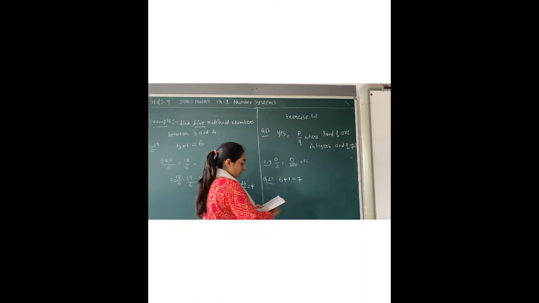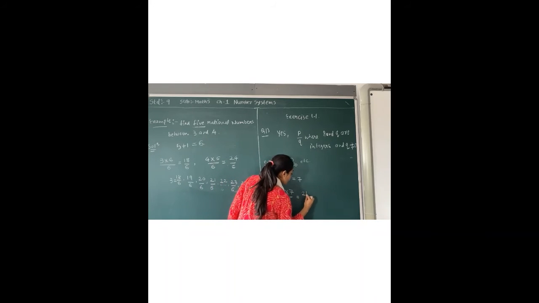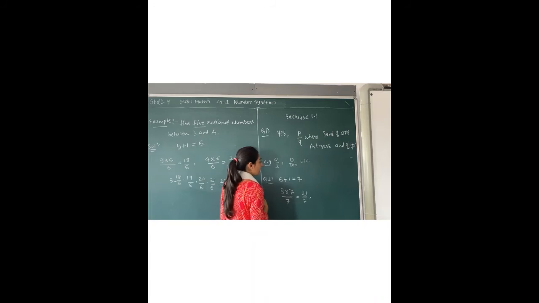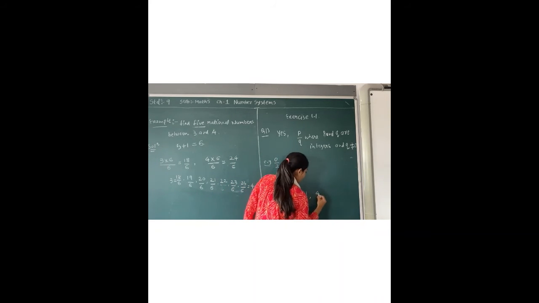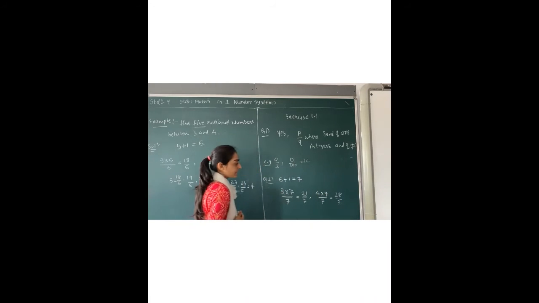The second step is I am multiplying and dividing these numbers by 7. We have to find 6 rational numbers between 3 and 4. So I am simply multiplying 3 by 7 and dividing by 7. I am making these fractions equivalent. So 21 divided by 7. The next one is 4 multiplied by 7 and divided by 7, which is 28 divided by 7.